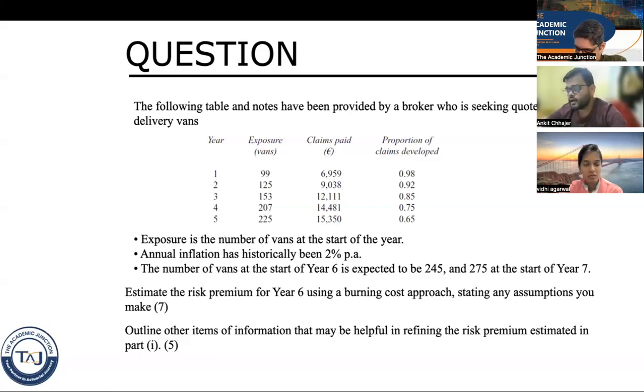Vidhi? So I got a little confused whether the loadings would be part of risk premium. No, it is not. Risk premium is the expected cost of claims. Office premium is different. Loadings equal office premium. Okay. So I have written certain assumptions but couldn't go through much. But it's okay. Go for it. One is that we have assumed that the ultimate claims is the proportion of the claims developed.